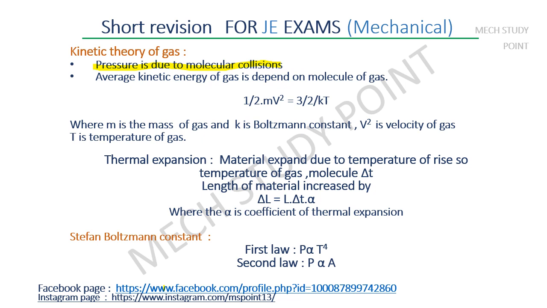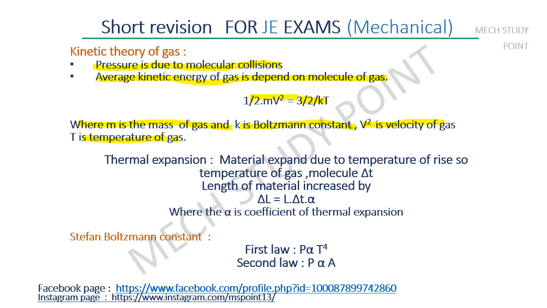Next, the average kinetic energy of a molecule of gas depends on the molecule of gas as half mv square, which is the kinetic energy, and 3 by 2 kT is from the kinetic theory of gases. Here m is the mass of the gas, k is the Boltzmann constant, v is the velocity of the gas and T is the temperature of the gas. So we will get v equal to root of 3kT upon m. This is the calculation of the velocity of a molecule.